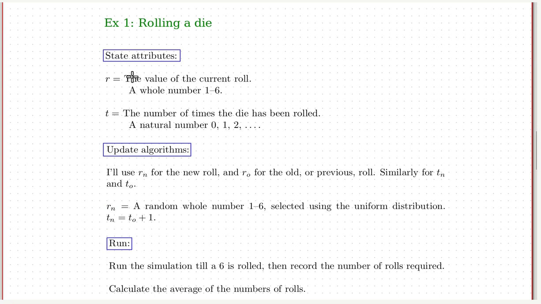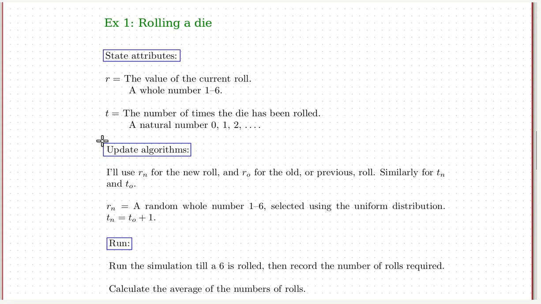The state attributes, I'll call them: there'll be a variable R, a kind of local variable for the state. R will be the value of the current roll. This will be a whole number 1 through 6, and it's basically selected at random every time we roll. But the important thing at the moment is just that a state has an R value which represents the current roll. T will be the number of times the die has been rolled. In other words, T is recording the time, how long this process has been going on so far.